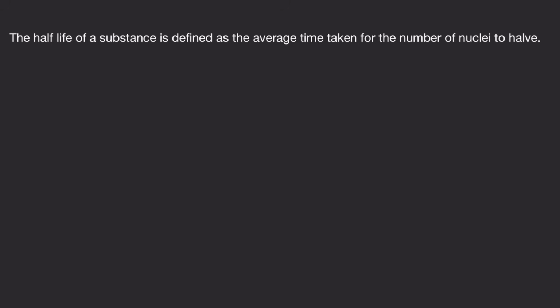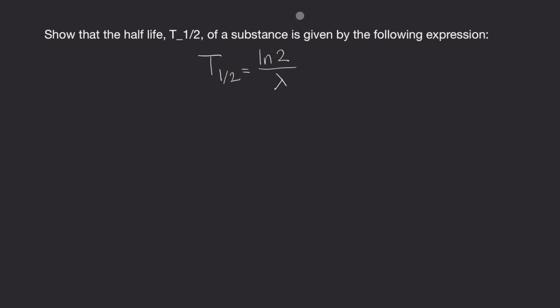Next, we're going to be discussing half-life. Half-life is defined as the average time taken for the number of nuclei to halve. Very often, it is simply given the symbol T-half, where this here is just a subscript. In the formula booklet, you're given the equation that T-half is equal to ln of 2 over the decay constant.